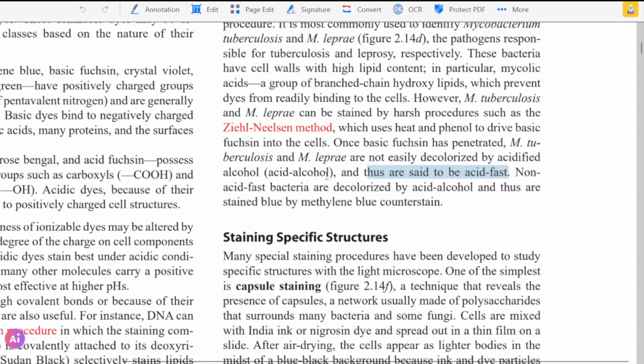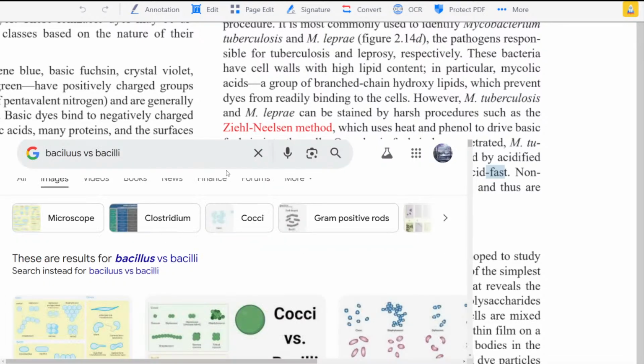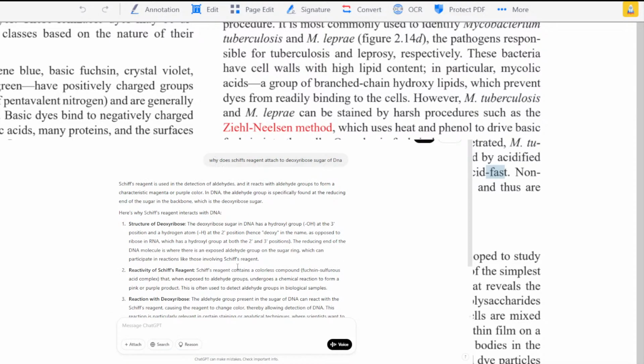Alright. Acid fast. So this fast means fixed, kind of. Or you can say acid alcohol, acidified alcohol. What is acidified alcohol, guys? What is the difference between acidified alcohol and alcohol? I didn't notice that they use this kind of word.